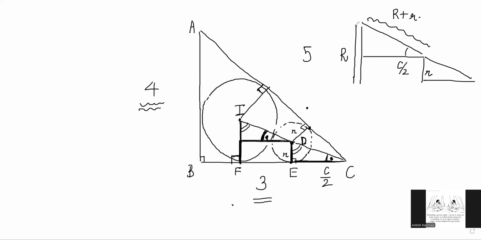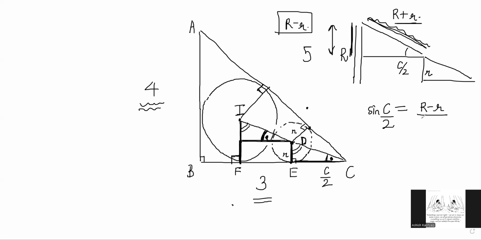So in this right angle triangle, I can say this much would be R minus r, right? This much is R minus r, and this distance, the hypotenuse, is R plus r. So I can easily write sine of C by 2 is equal to R minus r by R plus r, right? That is a relationship that I have. Here capital R is the radius of the in circle.